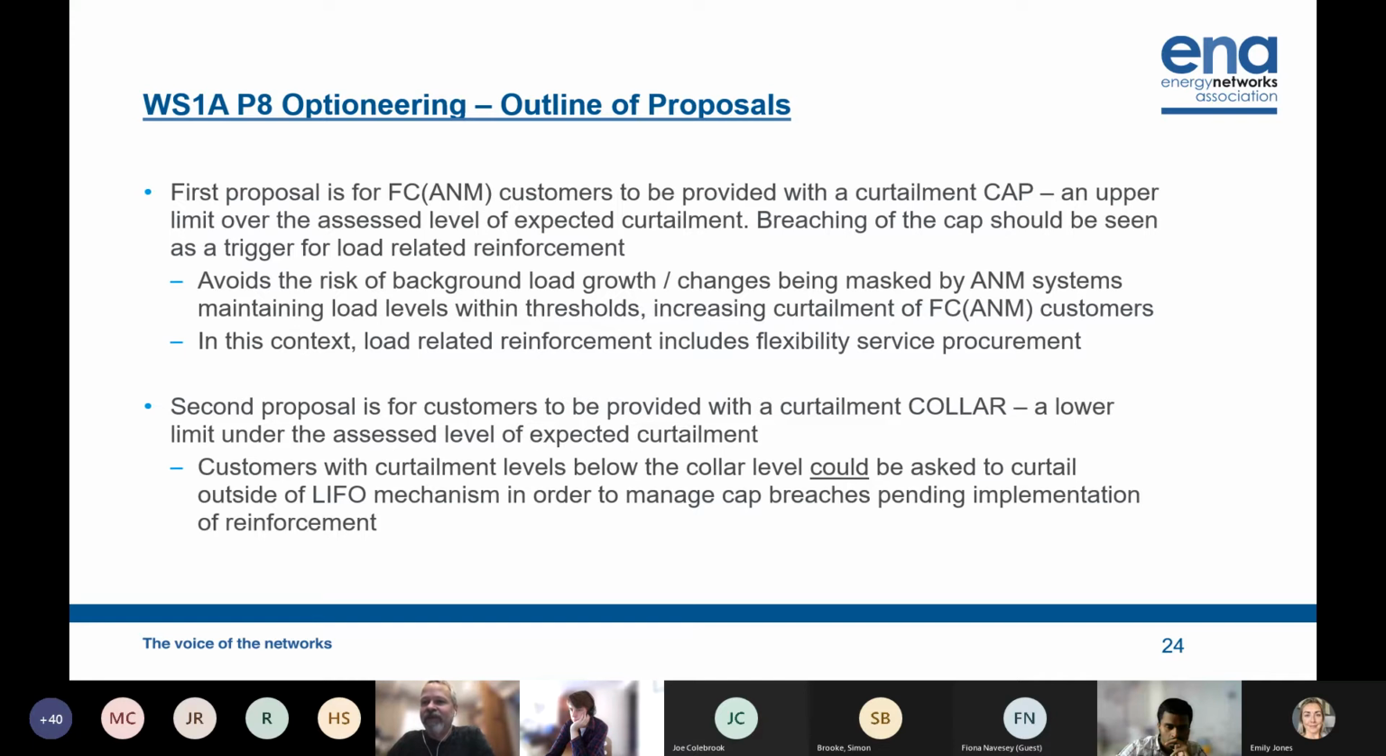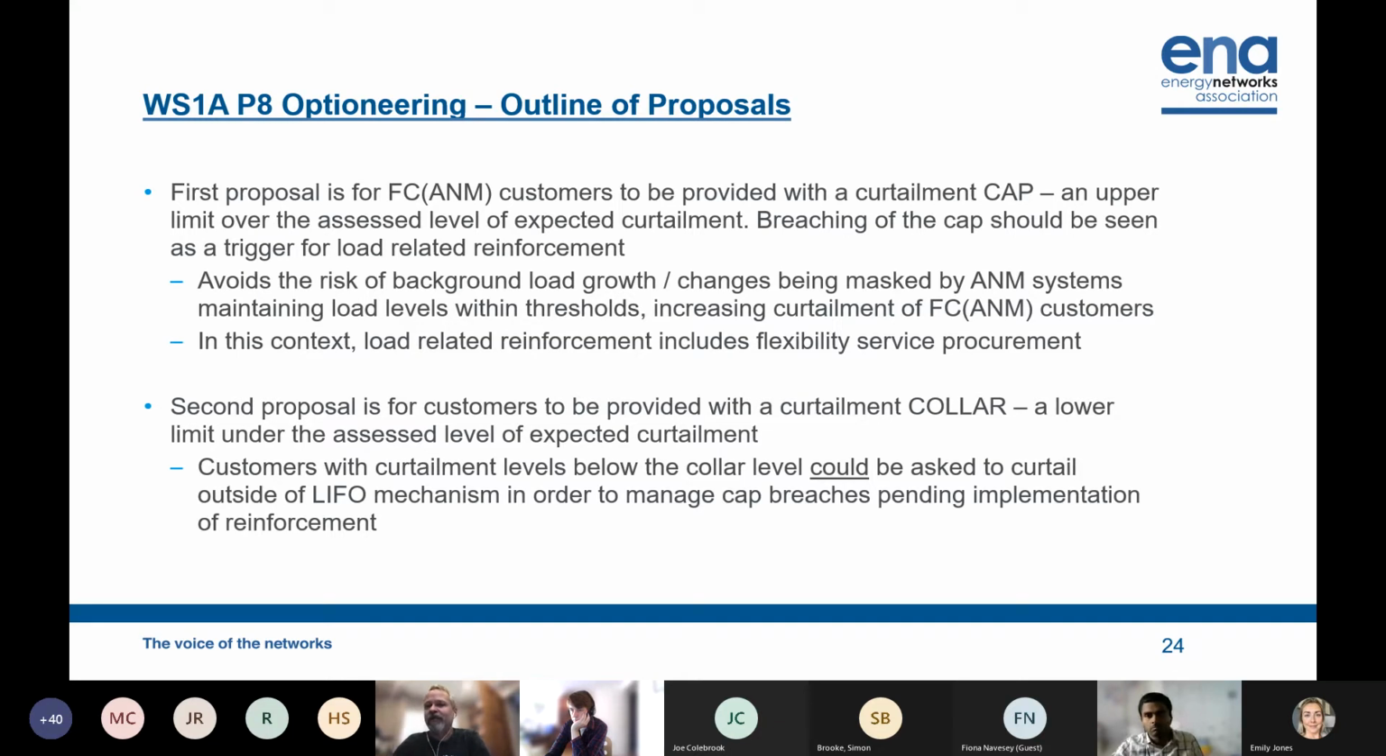In effect, then, what's happening is that a generator on a flexible contract ends up covering a cost of reinforcement that would otherwise have been paid for out of socialized costs through the normal load-related reinforcement mechanism. So the idea behind the cap is to set an upper threshold that once curtailment has gone beyond that, the DNO treats that as a signal for conventional reinforcement.